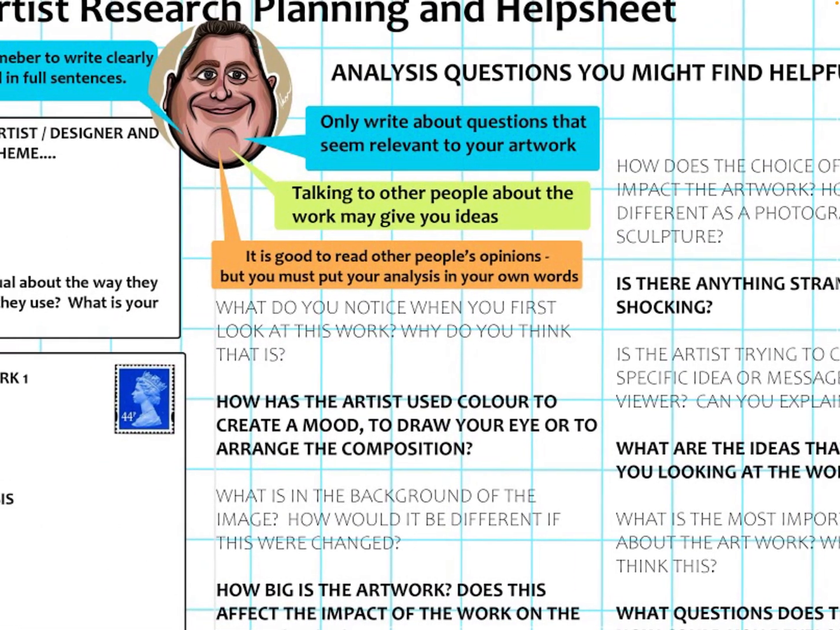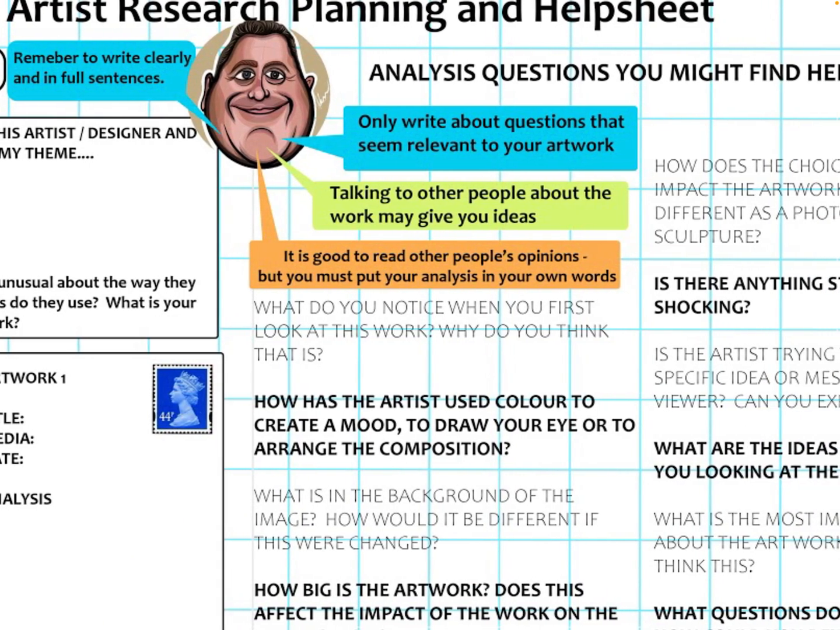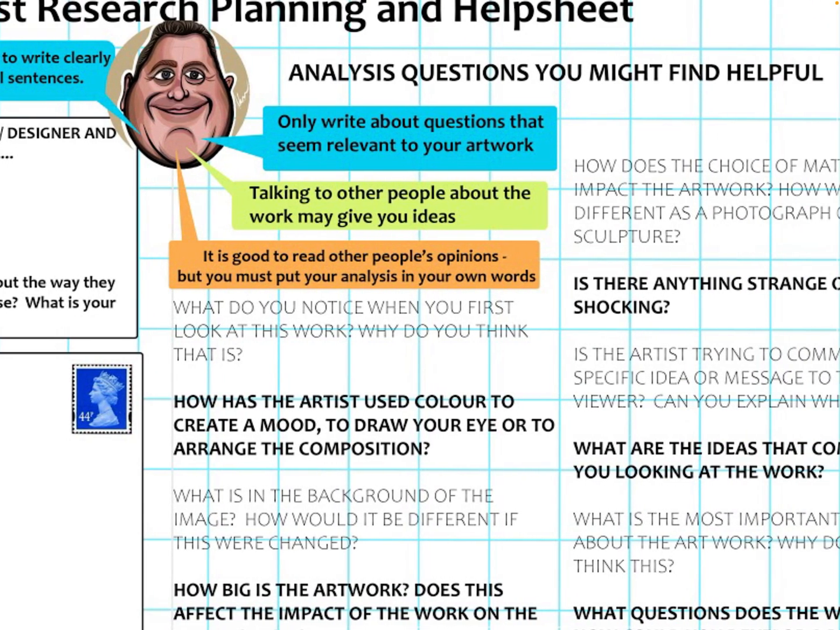First of all, remember to write clearly in full sentences. Only write about questions that seem relevant to your artwork. Talking to other people about the work may give you some ideas, maybe people at home, maybe friends. It's good to read other people's opinions, but you must put your analysis in your own words.